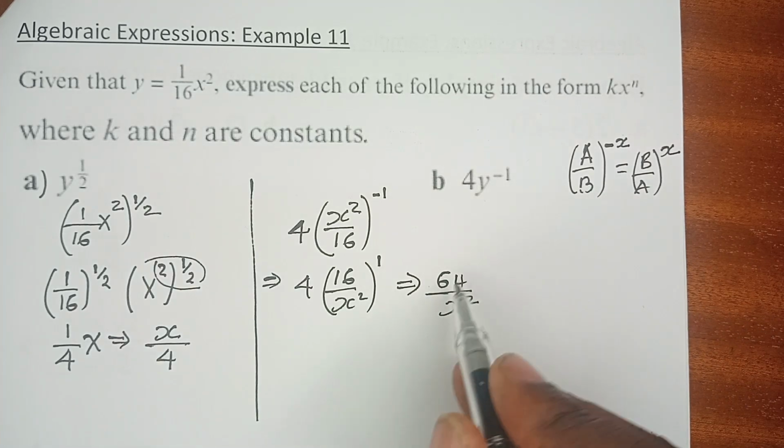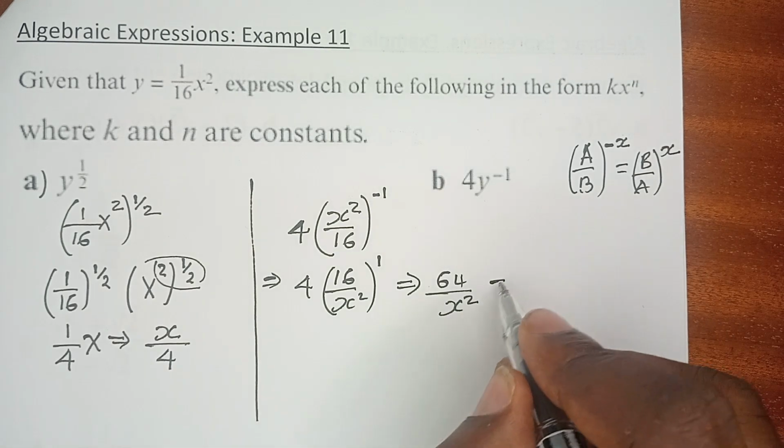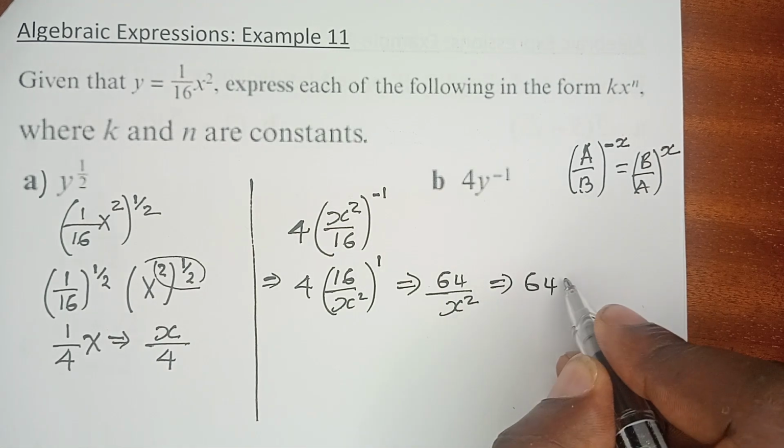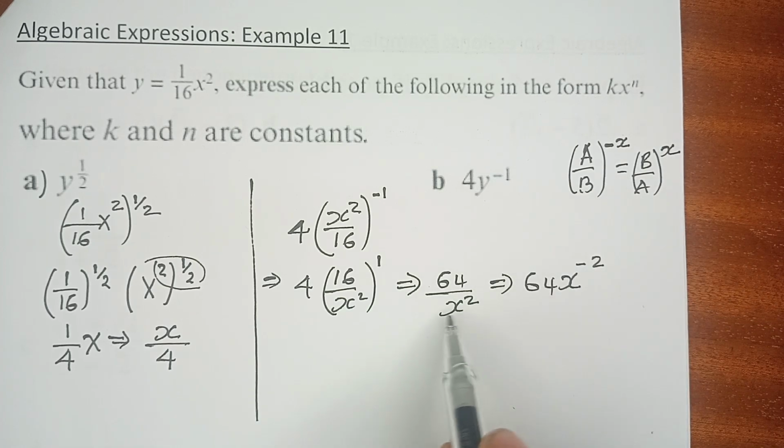If you like, now this x squared can go upstairs to the numerator position, and we are going to have 64x raised to power negative 2. But you can also leave it this way, there's no problem. But that is just the way.